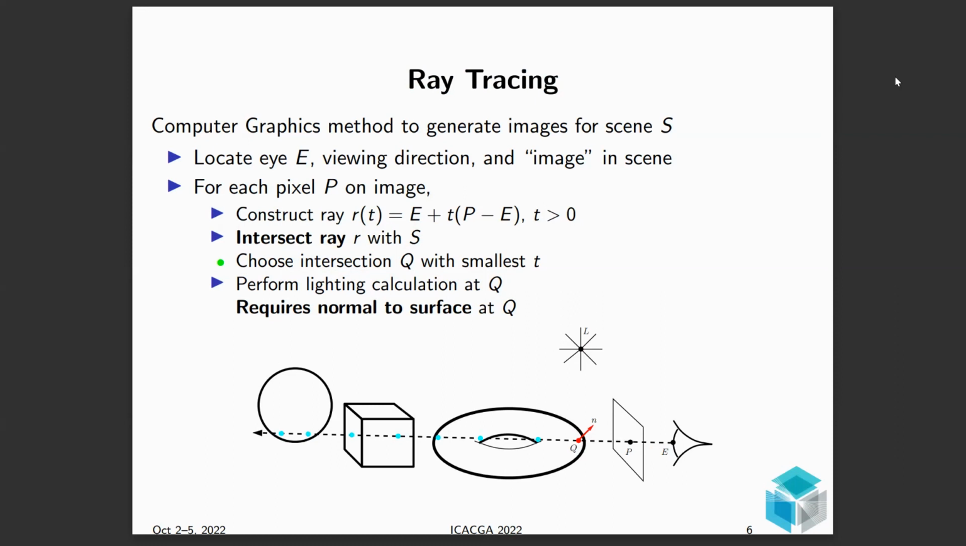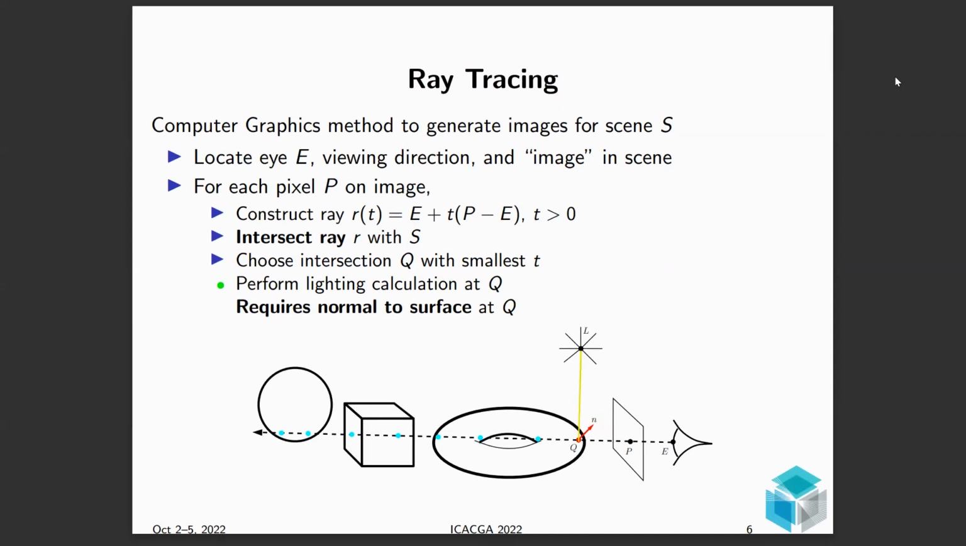And so usually when you compute these intersections, there's a parametric equation for the ray. So you're looking for the smallest positive t value for that intersection point. And at this point, we're going to perform a lighting calculation to see how much light from this light source reflects off this point in the torus back to the eye.